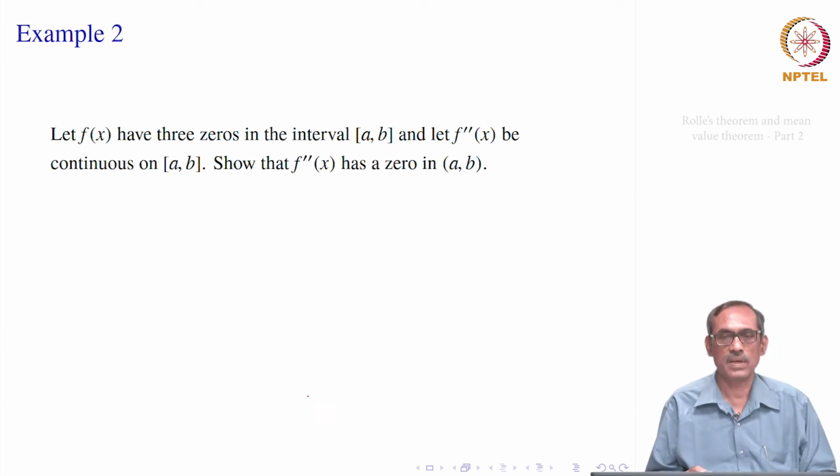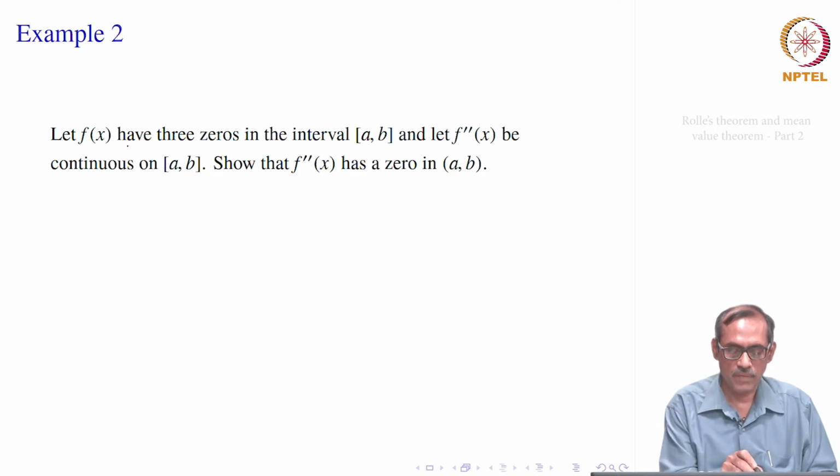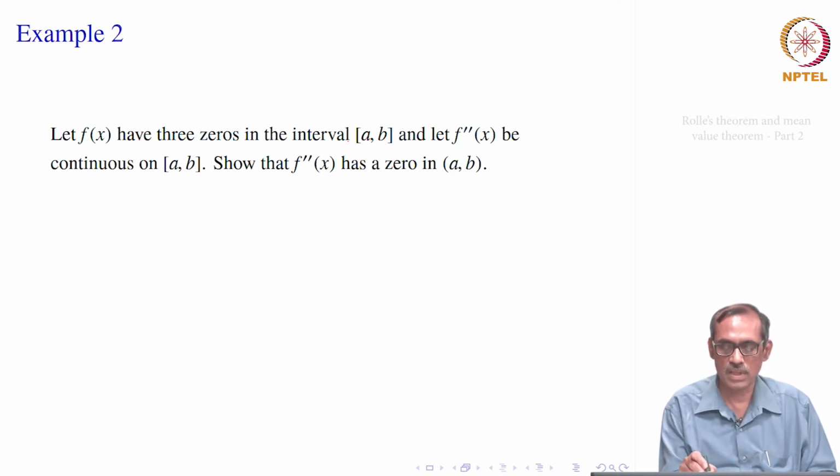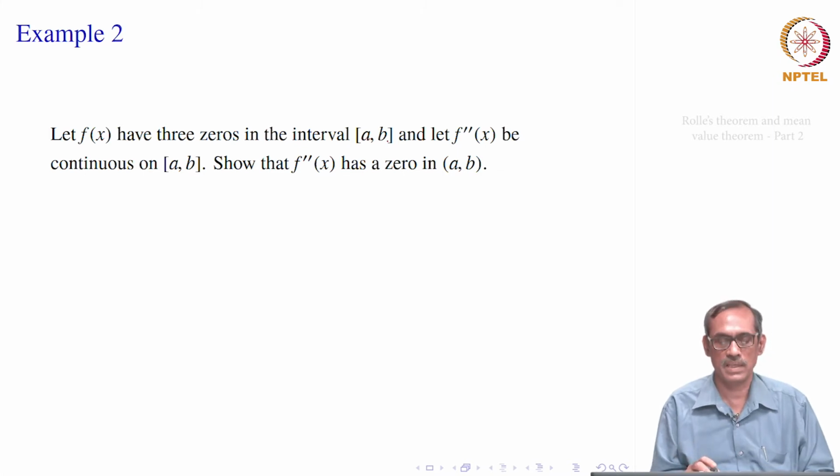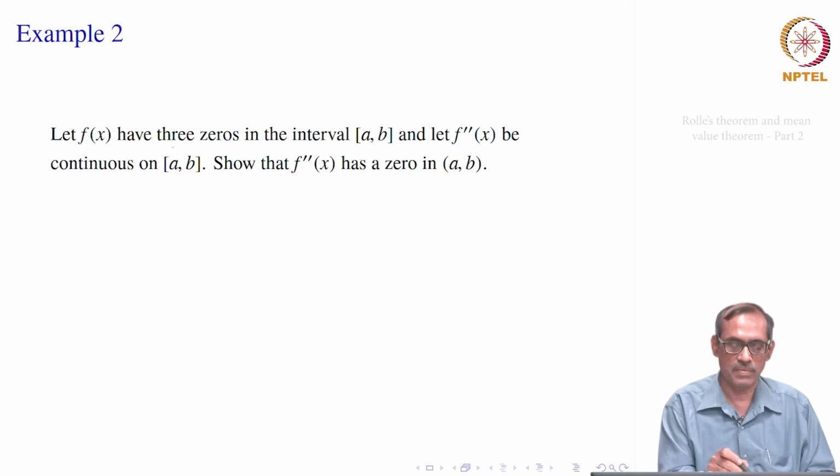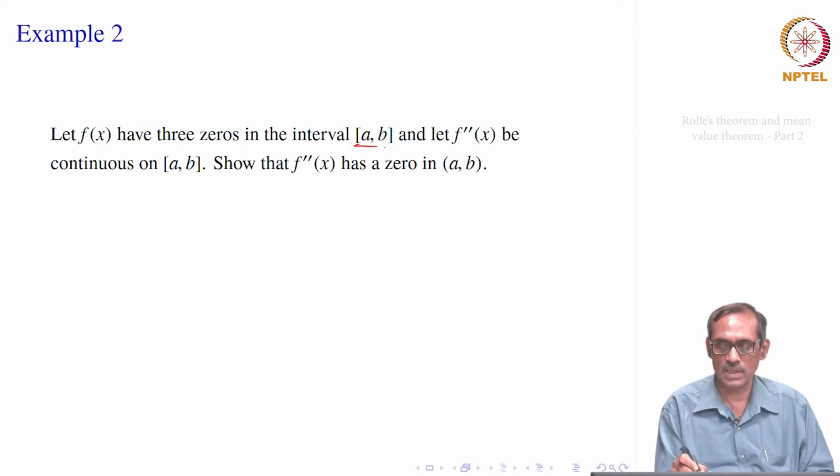Okay. So, let us take the second example. It is given here that f of x has 3 zeros in the interval a b. Roots and zeros are used synonymously. In fact, you say roots of an equation and zero of a polynomial or a function. So, that is why we write f of x has 3 zeros in the closed interval a b. So, that means there are 3 points, say x 1, x 2, x 3, f of x 1 is 0, f of x 2 is 0, f of x 3 is 0.